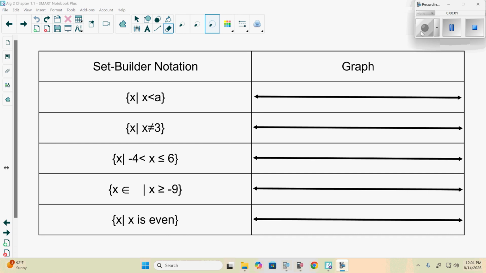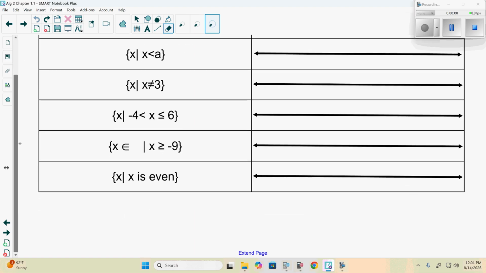I believe we finished this page. No, we did. The last two he left. He explained, but he didn't write.